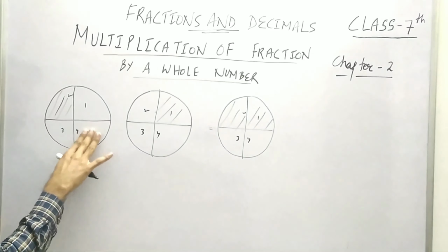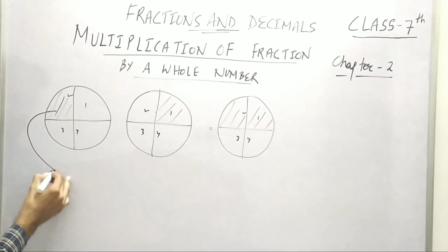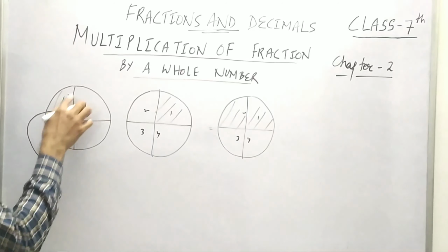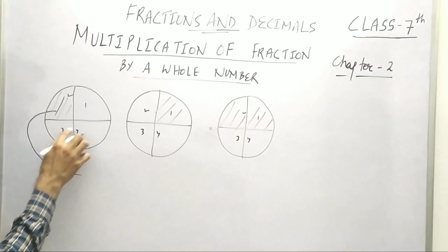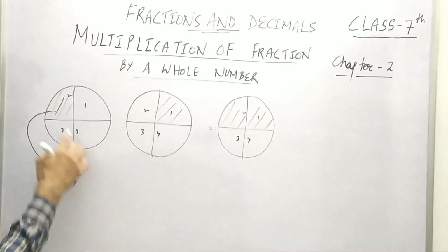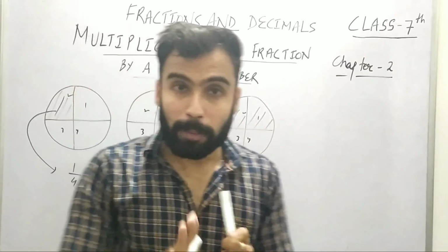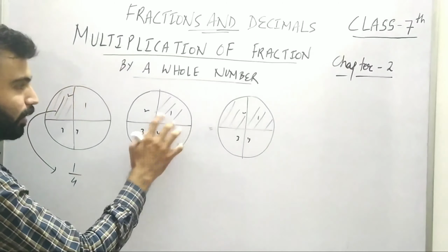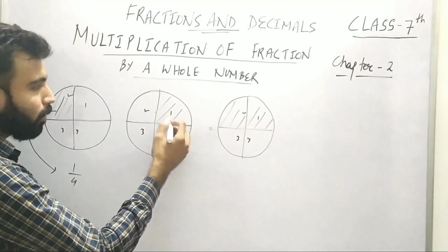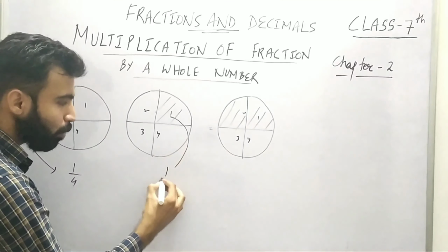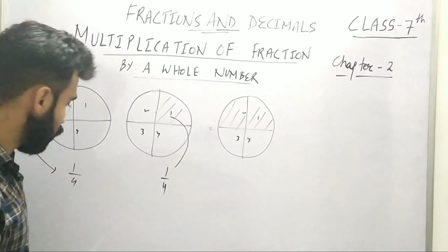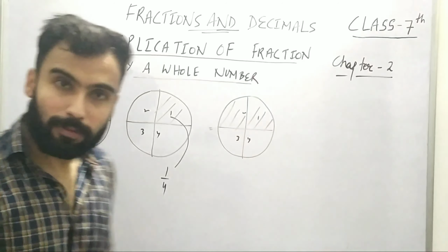So the fraction of the shaded portion will be, what is the part? One part out of a total of 4 parts is shaded. So the fraction of the shaded portion will be 1 by 4. Similar is the case here, just another part, and the fraction of this part will also be 1 by 4. So you can see both are fractional values.